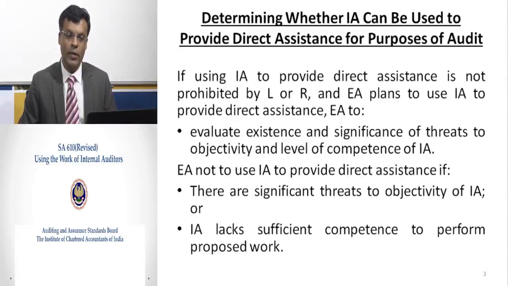If using the internal audit to provide direct assistance is not prohibited by laws and regulations, and the external auditor plans to use the work of internal audit, the external auditor has to evaluate the existence and significance of threats to objectivity and the level of competence of the internal auditor. External auditors should not use internal audit to provide direct assistance if there are significant threats to the objectivity of the internal audit or the internal auditor lacks competence to perform the proposed work.